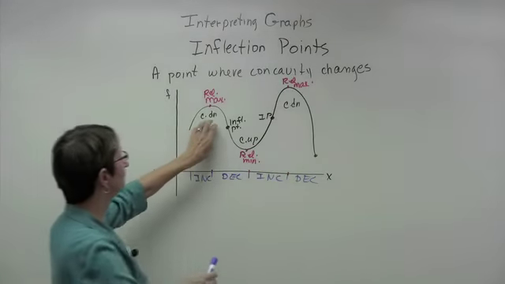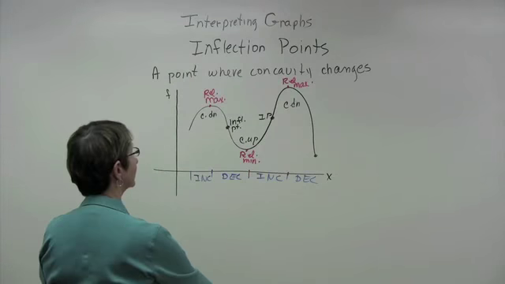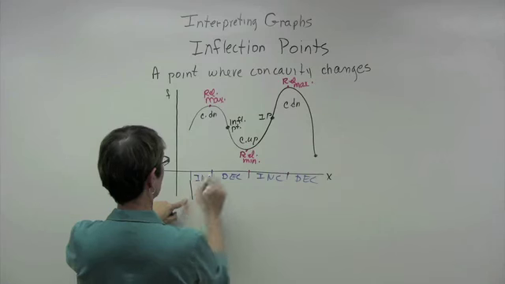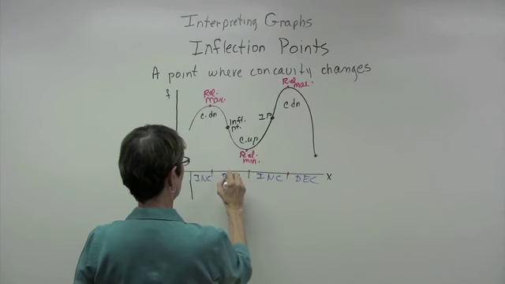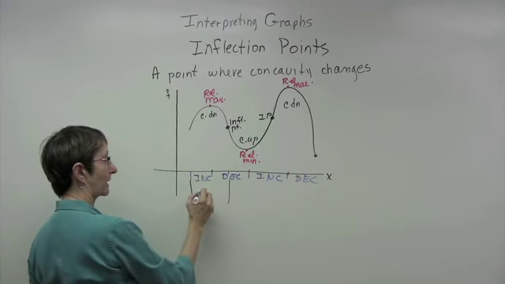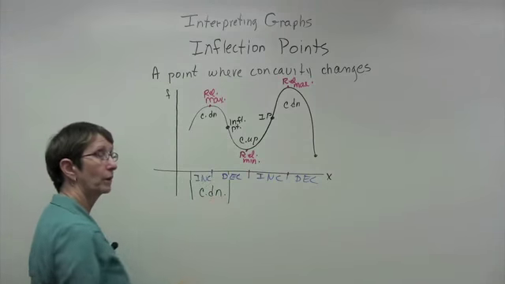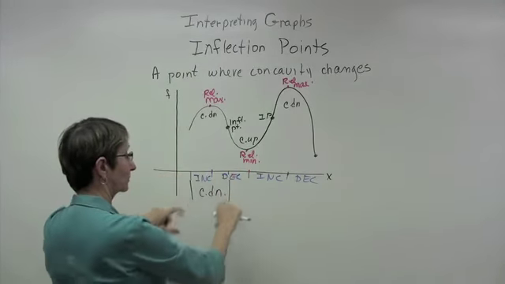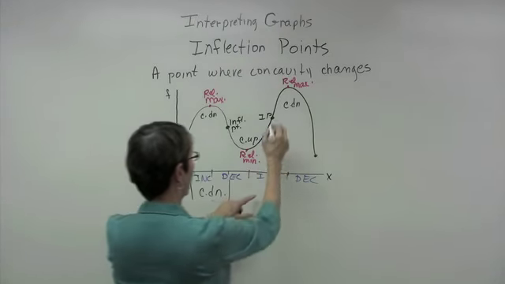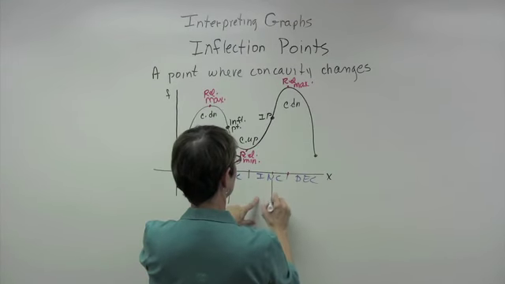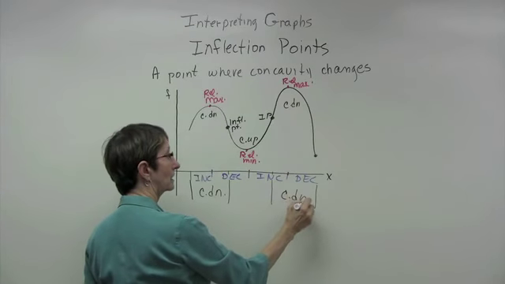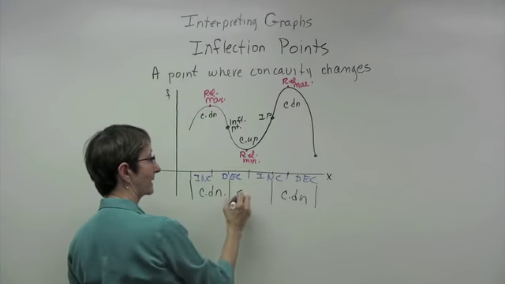I put concave up and down on the graph, but let's look and see where those points go. From here to here, this is concave down. So if we were talking about what the interval is, we would include these x values for concave down and these x values for concave down, and then in between those x's we have concave up.